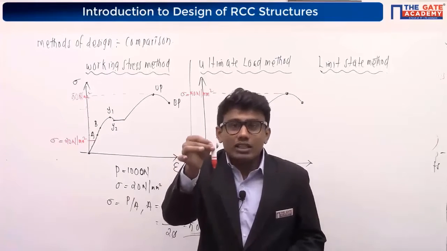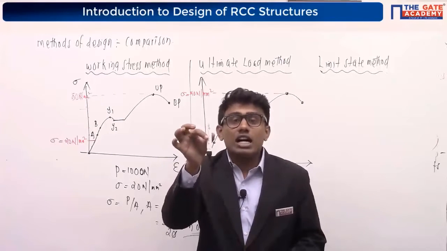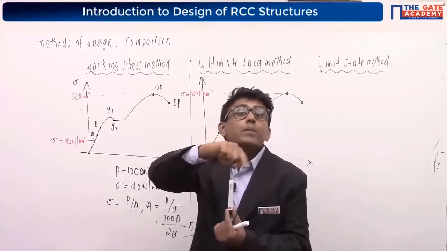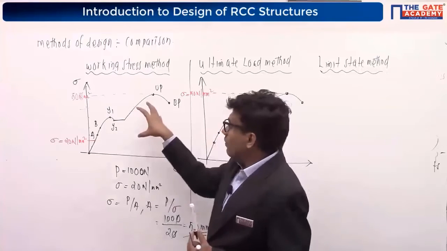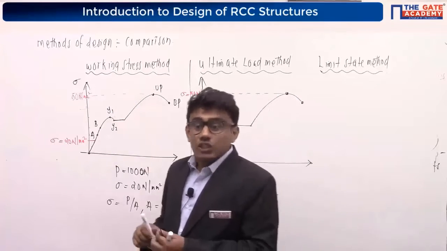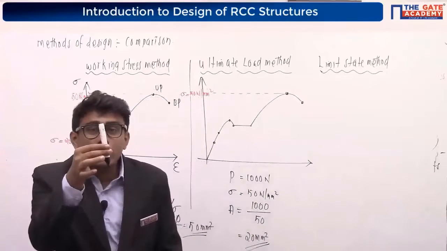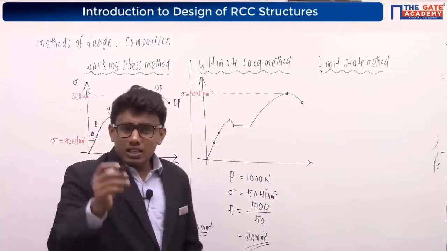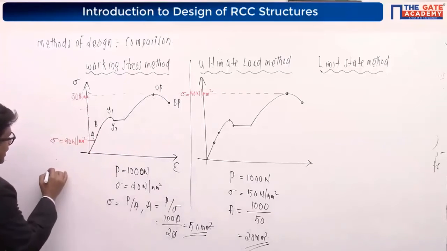That's the reason why the cross section area required as per working stress method is more. When we are not using the entire strength of the material, it will give us thick structures, thick members like this, or we can say the structure is actually uneconomical.